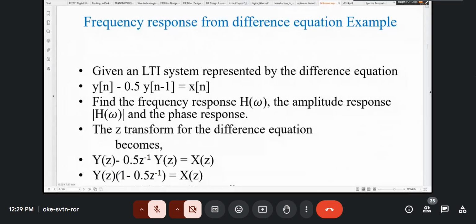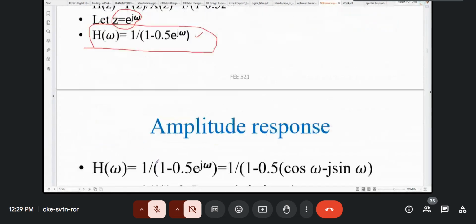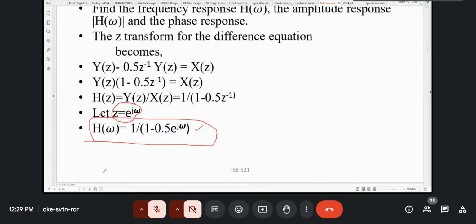Y of z, you can put y of z outside. So y of z into 1 minus 0.5 z to the minus 1 is equal to x of z. Therefore, h of z, which is y of z divided by x of z, should be equal to this. Once you do the z transform, h of z becomes 1 over 1 minus 0.5 z to the minus 1.